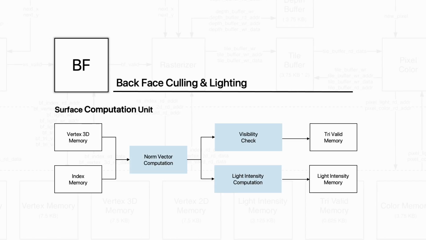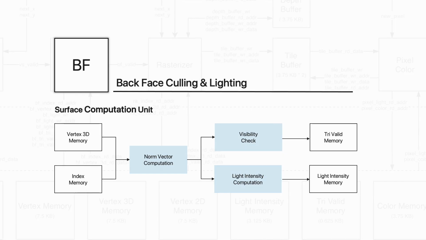The BF module consumes the 3D vertices after the viewpoint correction. Along with the index information, it generates the normal vectors for each of the triangles and uses them to determine if a surface is visible from the camera and what its corresponding light intensity should be.